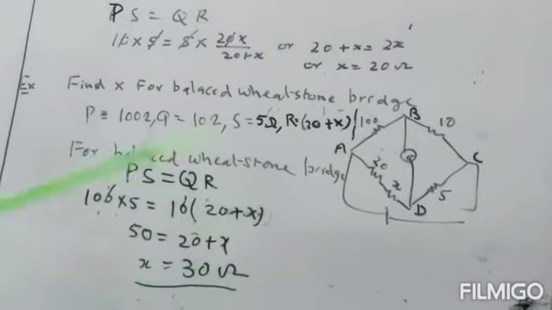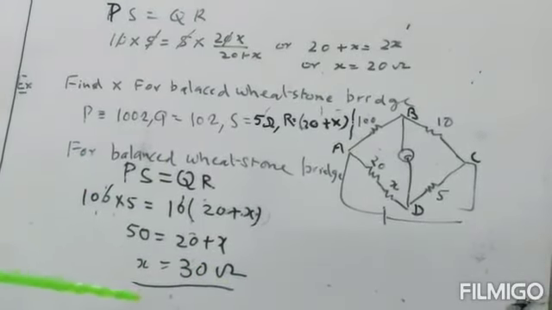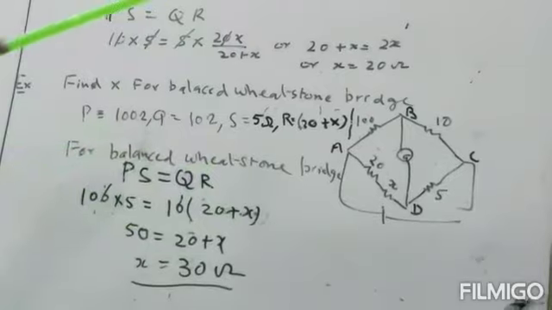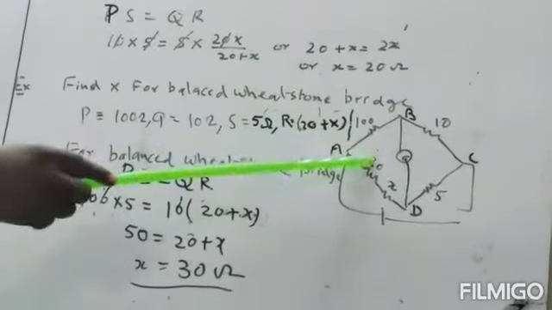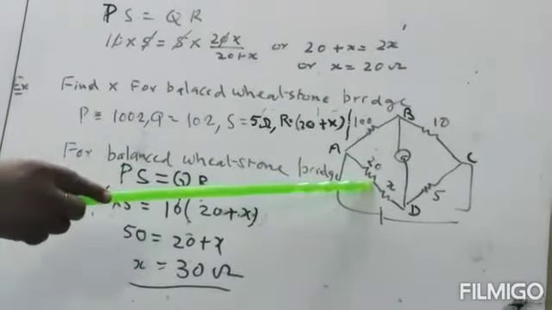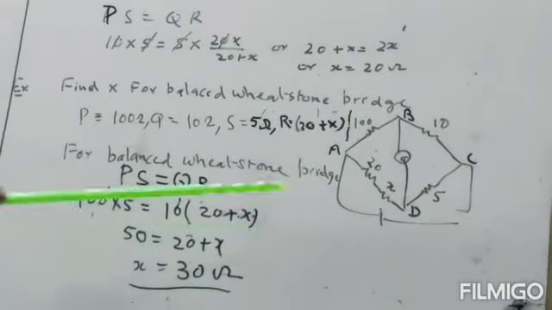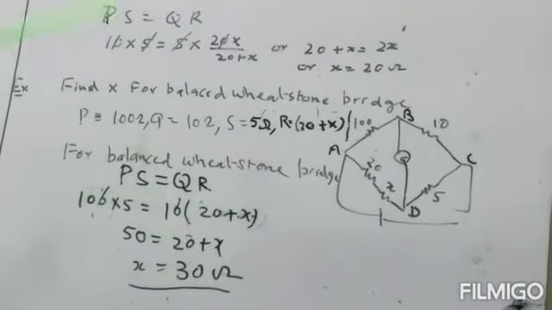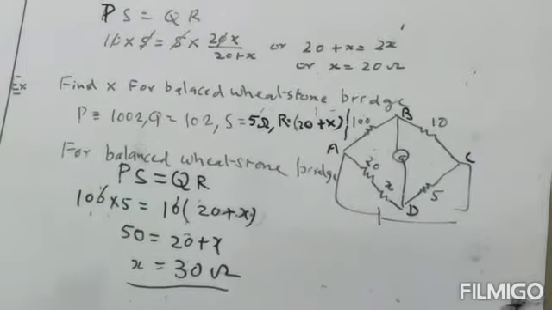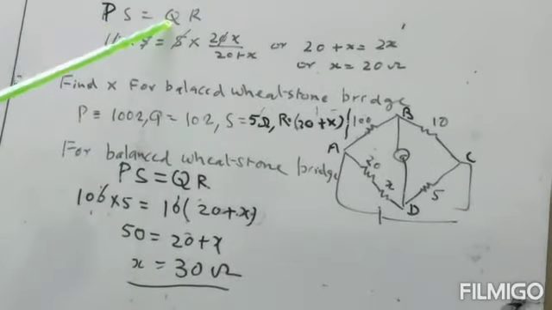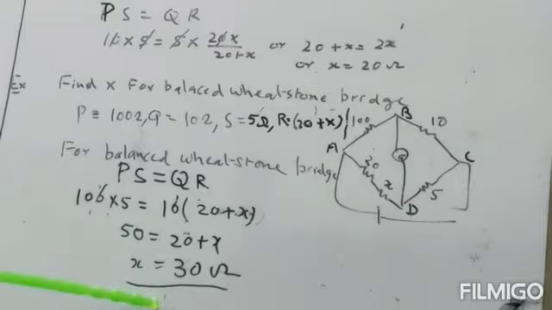So in this way we can find the unknown resistance whether it is in parallel or in series. When the Wheatstone bridge is balanced, we simply use P by Q equal to R by S, or P into S equal to Q into R, and solve these problems.